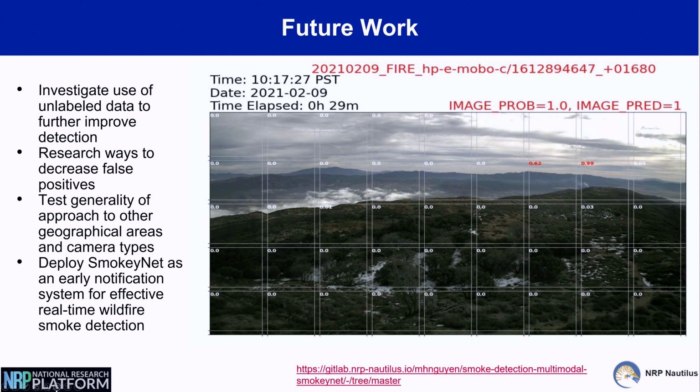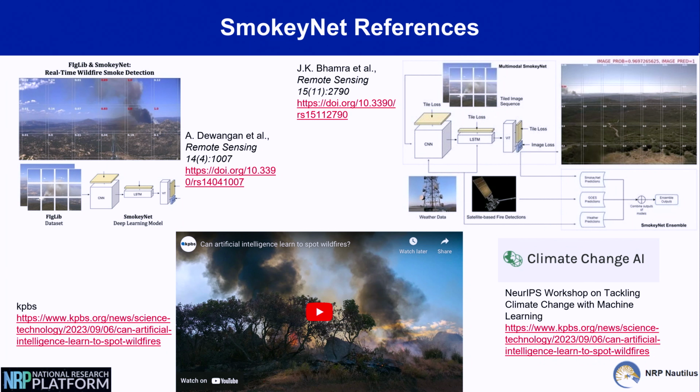All right, so let me see where. Okay, so these are SmokeyNet references. This one here, the upper left, is the original baseline SmokeyNet. The one on the upper right is the multimodal. There was also a KPBS feature on this. I got to talk to Tom Fudge of KPBS, if you know him, about SmokeyNet. And then we also presented this at the NeurIPS workshop on tackling climate change with machine learning. I think it was 2 years in a row.